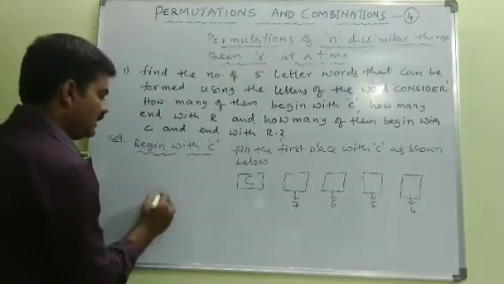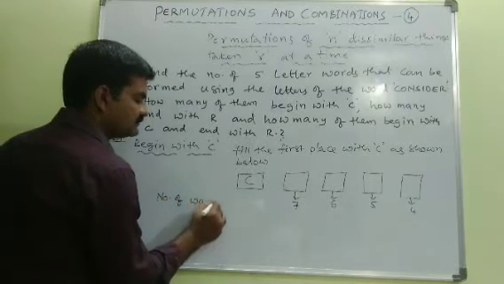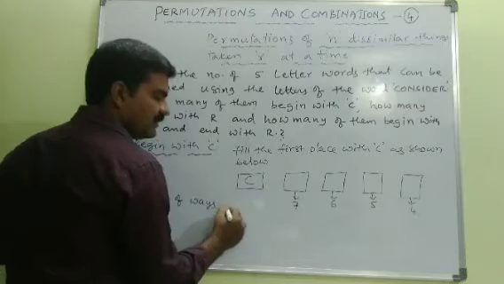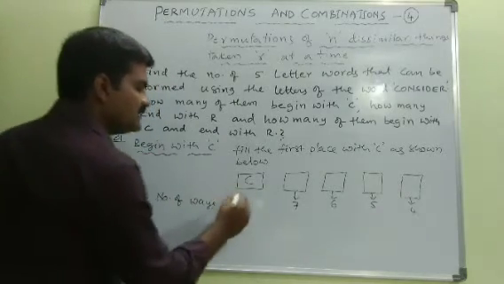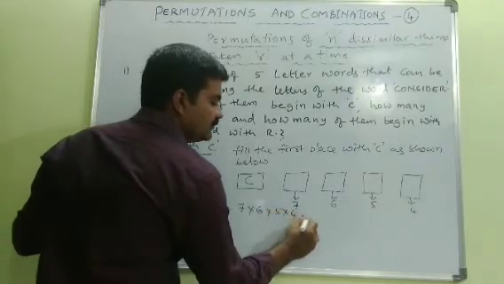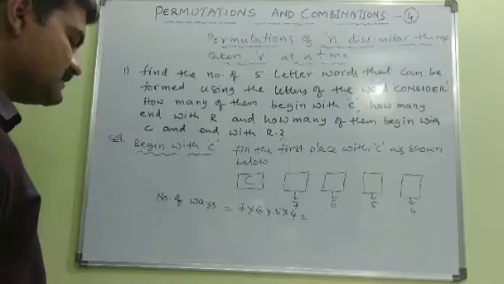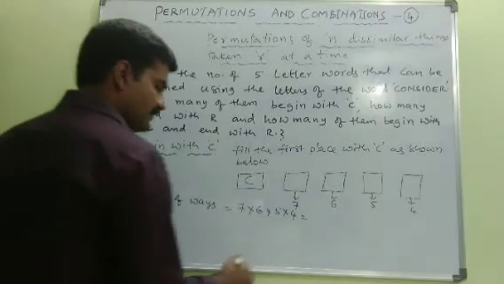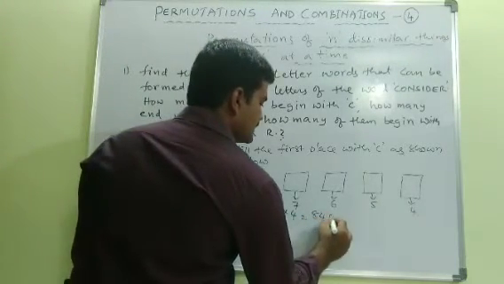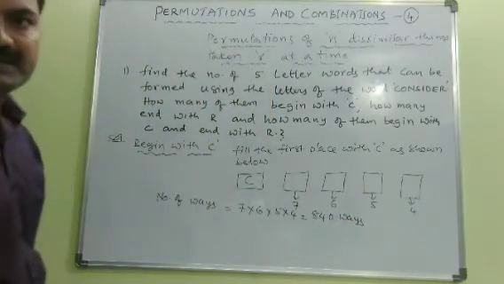Therefore, the number of ways are 7 into 6 into 5 into 4. On simplification, we get 840 ways.